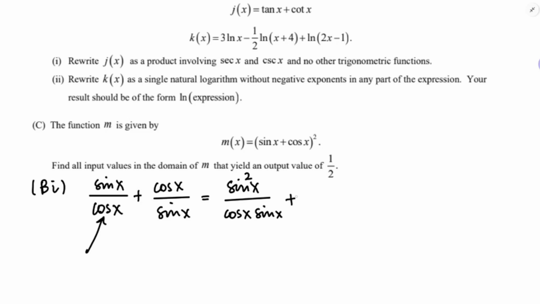And then I'll add that to, okay, what am I missing on the second term of my expression? In the denominator, I'm missing a cosine x, so I'm going to multiply top and bottom by cosine x and get this. I've got a common denominator, so I can add them together, keep the same denominator, because 1/5 plus 3/5 is 4/5.